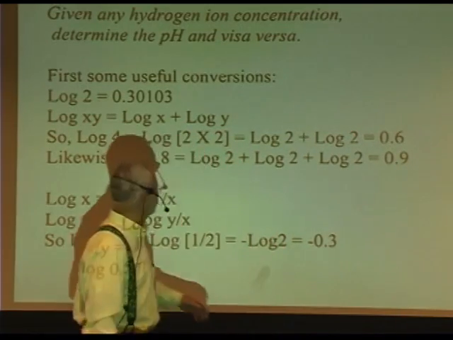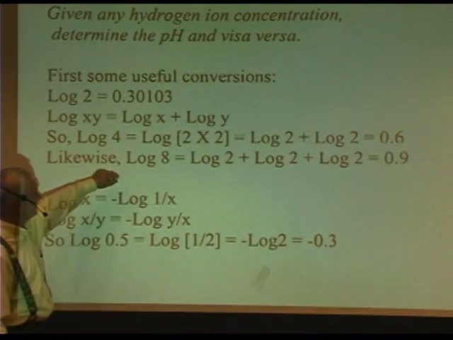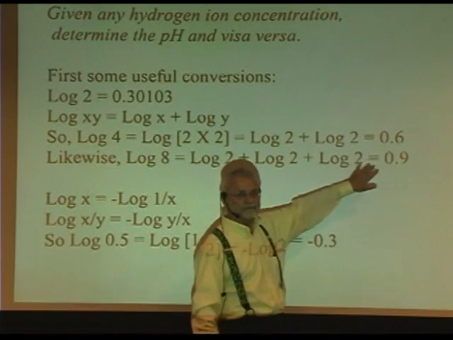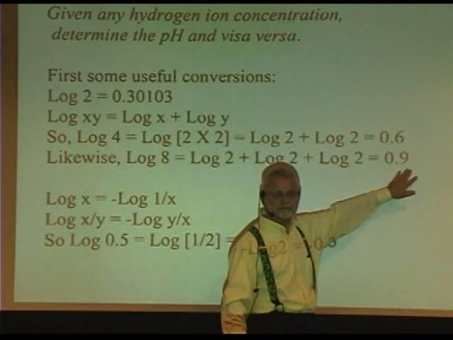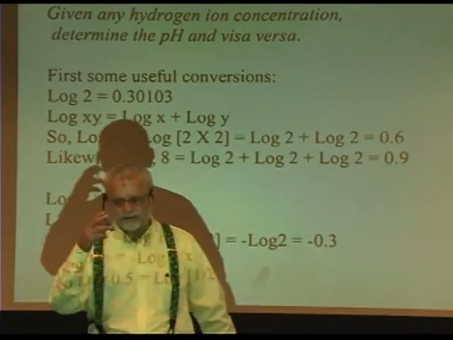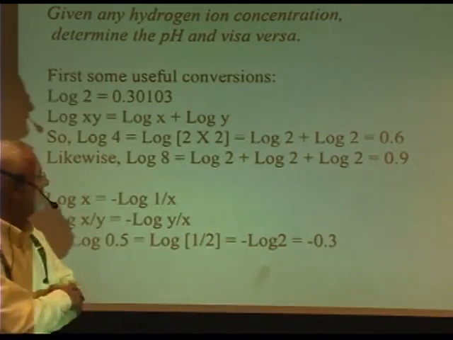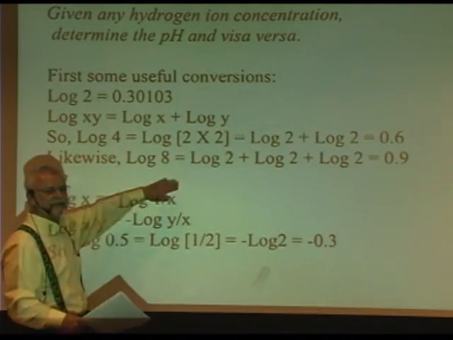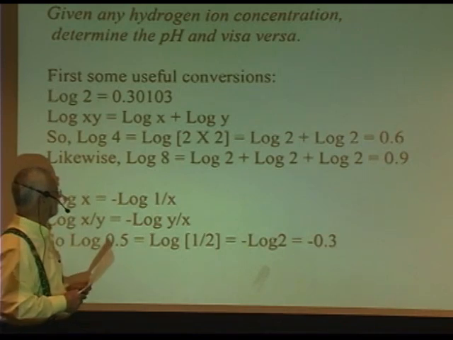I can go on and say the log of 8 is the log of 2 plus the log of 2 plus the log of 2. That's 0.3 plus 0.3 plus 0.3, which is 0.9. So I can make a guess. If I only know that one number, I can make a pretty good guess for numbers 2, 4, and 8, and I can just guess about what's in between.